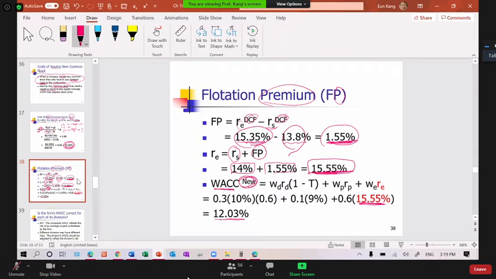So that should not be difficult, but many people miss this one. So you have to be able to distinguish between flotation cost and flotation premium. Flotation premium is cost of equity with flotation cost minus cost of equity without flotation cost. That's flotation premium. Okay.